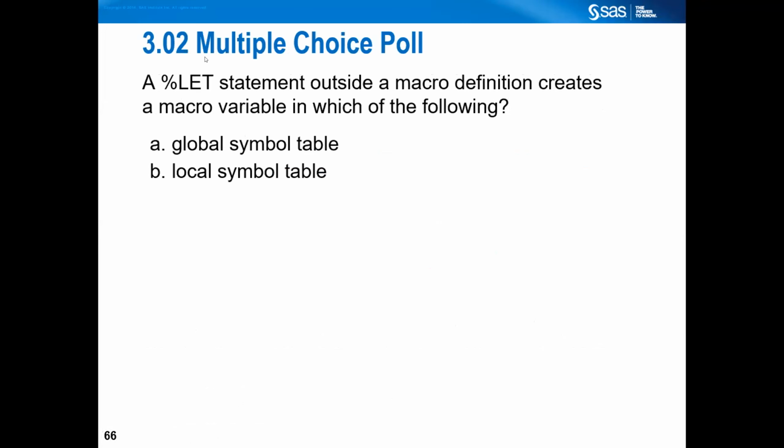So the question here is: a percent let statement outside a macro definition creates a macro variable in which of the following? Since it is outside a macro definition, it will be our regular global symbol table. A, okay. Others agreed? Yeah, global symbol table. True. Okay, it's correct.